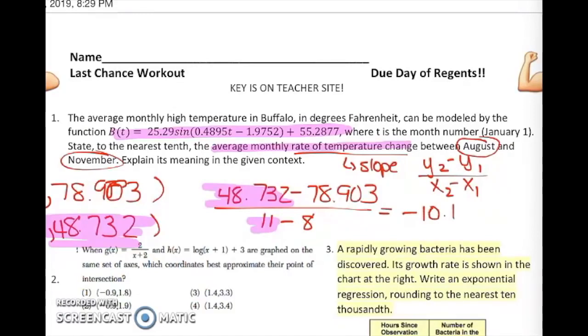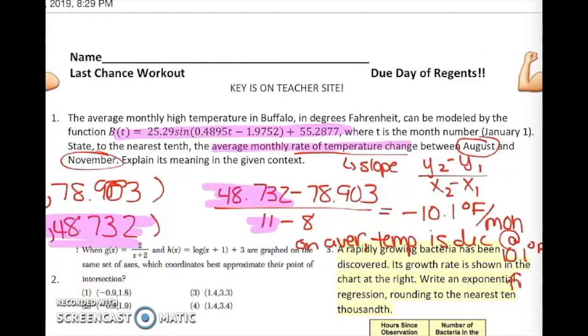Now it asked me to explain that and give it in context. So let's look at our units. The numerator has a change of units of degrees Fahrenheit. The denominator has a change of month. So my units here are degrees Fahrenheit per month. And so think about what that means. That means on average, the temp is decreasing at 10.1 degrees Fahrenheit per month from August to November. Okay, so units can be a big giveaway there of what we actually need to know.